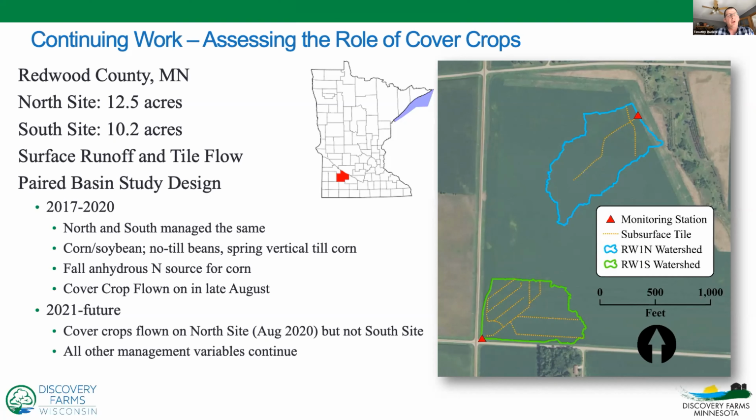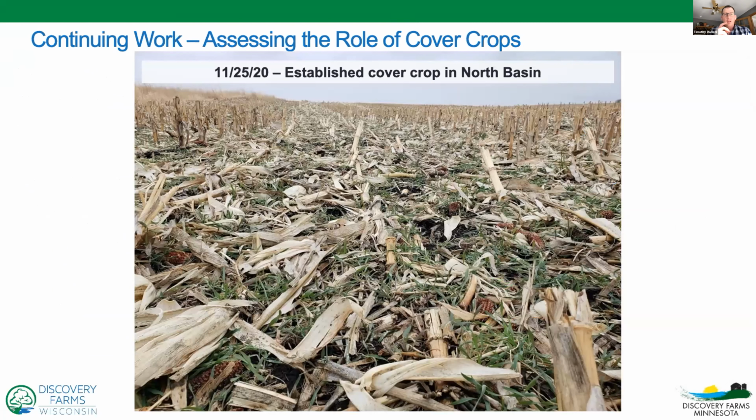For the first 2 years, the farmer had a really tough time with establishment, really tough time with that annual rye. He has since moved to flying on cereal rye with that mix and has had much better results. Basically, the only growth he can get is with his cereal rye. So in the future, cover crops will only be flown on the north site and not on the south site, and cereal rye will be part of that cover crop mix that is flown on.